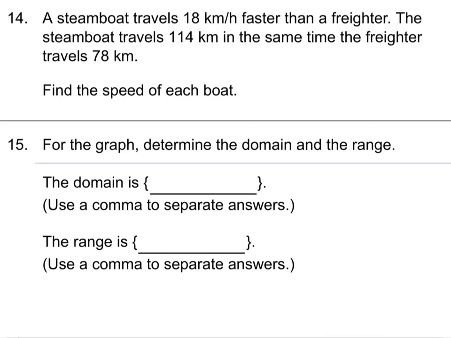Steamboat travels 18 kilometers per hour faster than a freighter. The steamboat travels 114 kilometers at the same time the freighter travels 78. Any mention of current? No. Nothing. This is not a current problem. There's no mention of with the river, against the river, with the current, against the current. There's no current here at all. It's just a normal dirt problem. So, can you tackle it?